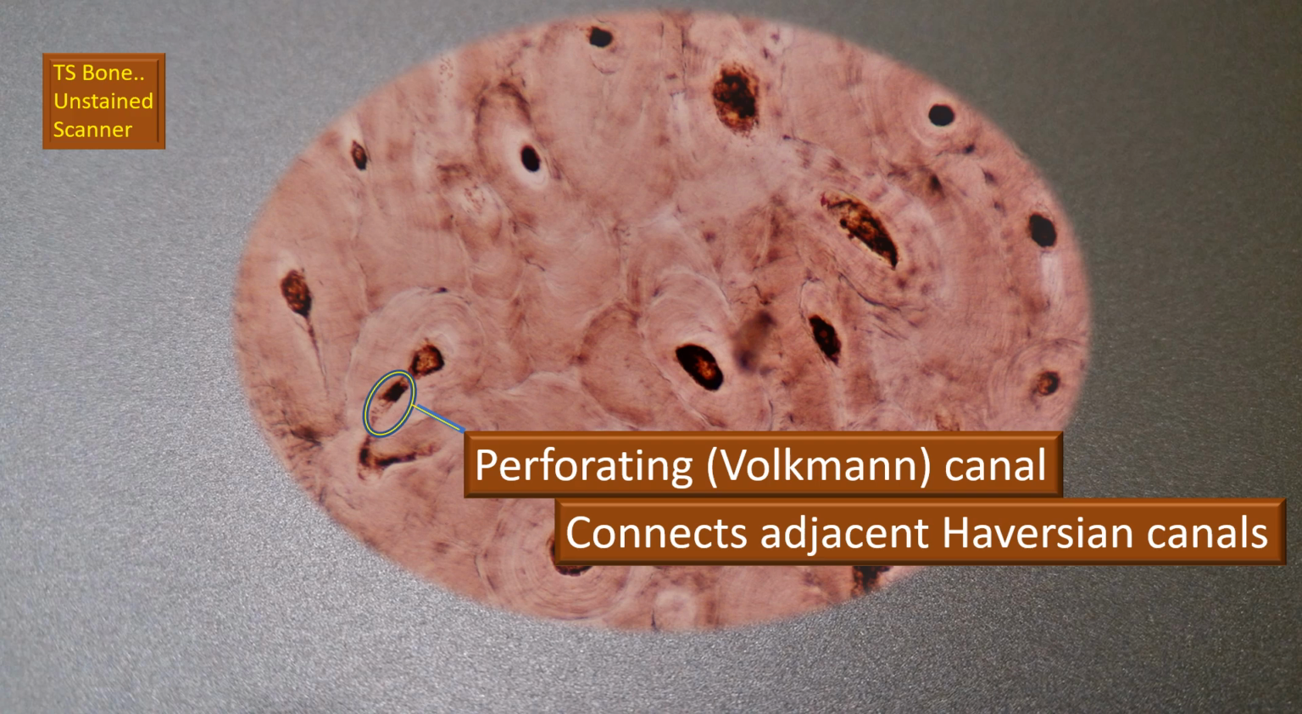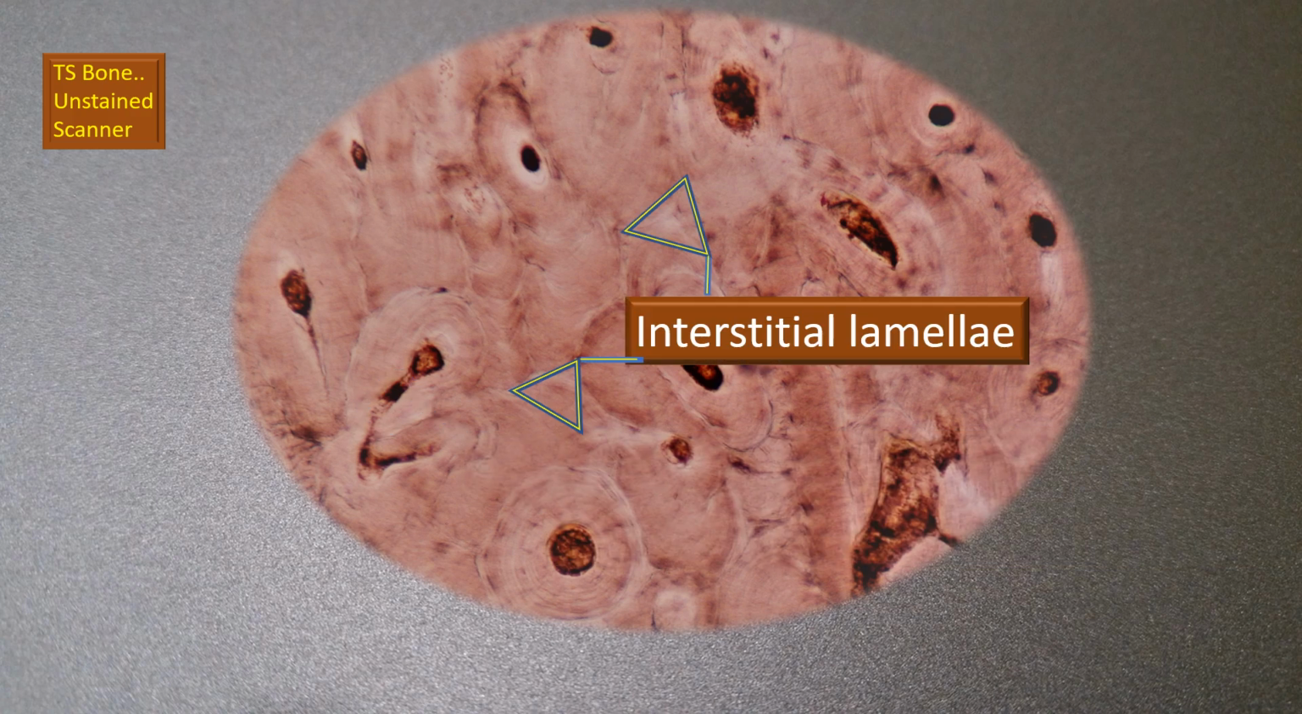Now this is the other third lamella which I was mentioning about, that is the interstitial lamella. While each Haversian system is a cylindrical, a vertical cylinder, in between the cylinders, there is some residual lamellar bone. That lamellar bone is called the interstitial lamellae. It acts more like a packing layer.